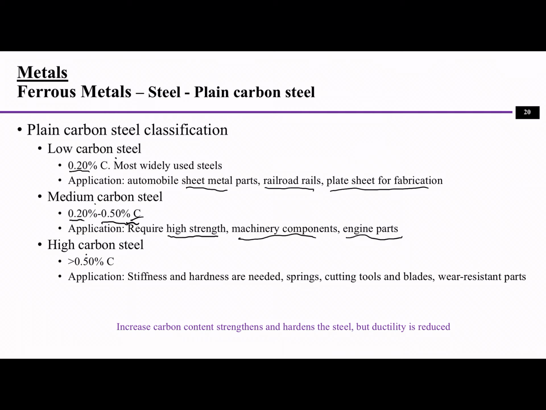If the carbon percentage is bigger than 0.5%, then it has even higher stiffness and hardness, and it can be used in applications that require those properties, like springs, cutting tools, blades, and wear resistant parts. So basically, increased carbon content strengthens and hardens the steel, but ductility is reduced.